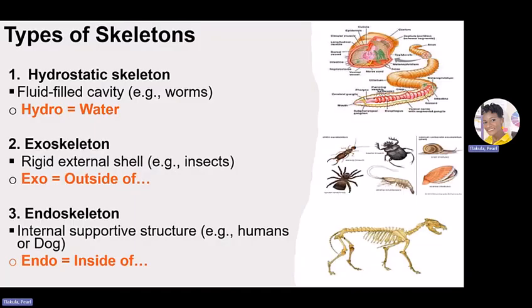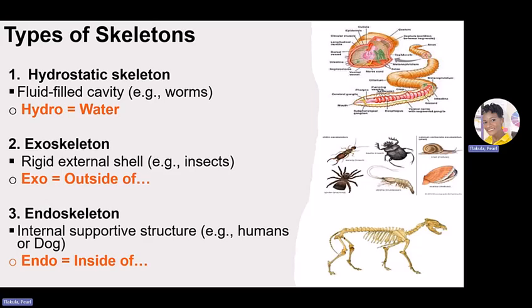So we have 3 types of skeletons. The first one is the hydrostatic skeleton. It has a fluid-filled cavity. An example would be that of a worm. Whenever you hear the word hydro, think water. The second type of skeleton is the exoskeleton. It is rigid and external, with an external shell. An example would be that of insects. Whenever you hear the word exo, think of outside.